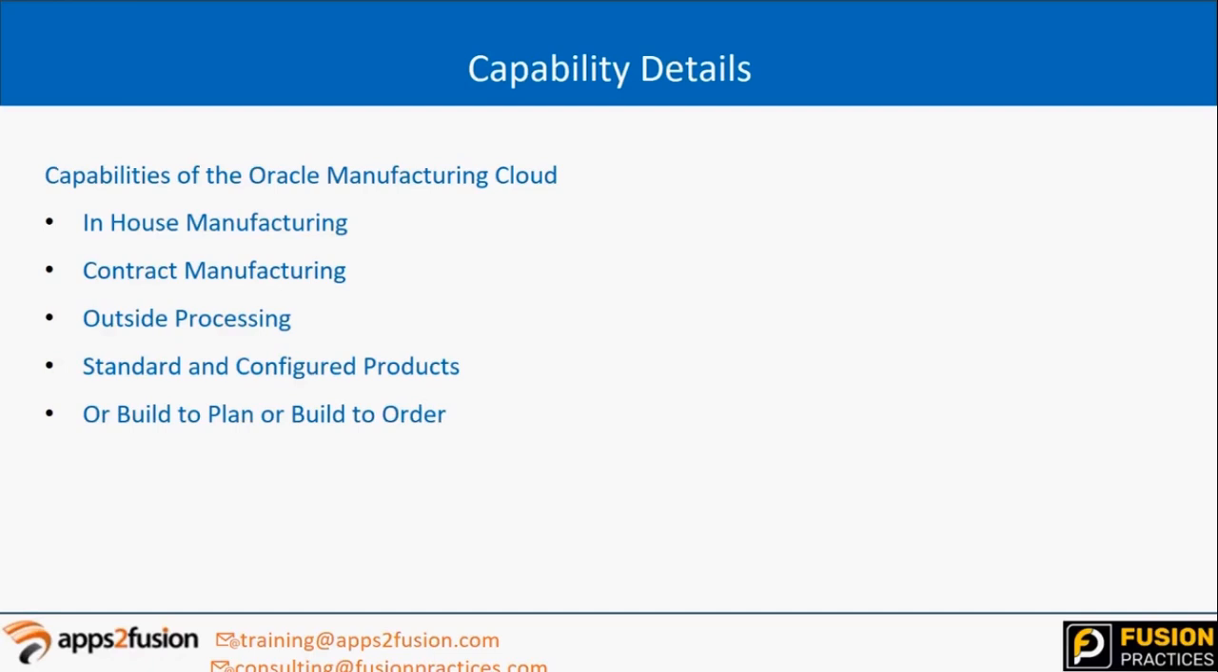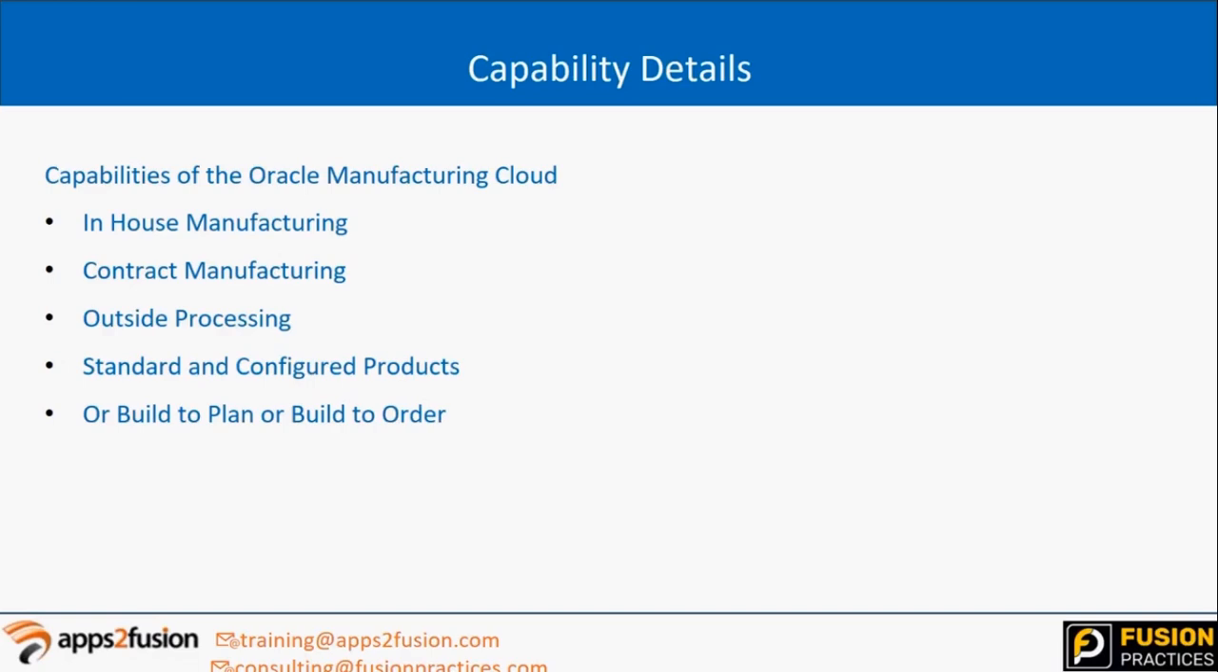Using the Oracle Manufacturing Cloud, we can manufacture standard and configured products, and typically the business flows are either build to plan, that is based on a forecast or a planning engine recommending certain outputs based on trends, or build to order. Build to order is where a customer enters a sales order and it decides that it wants to build a certain product.